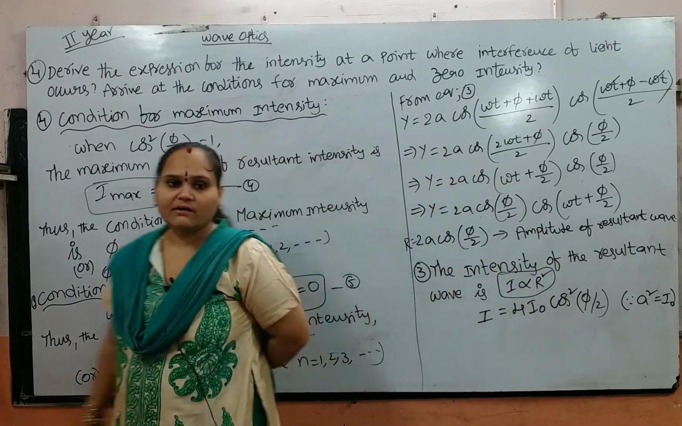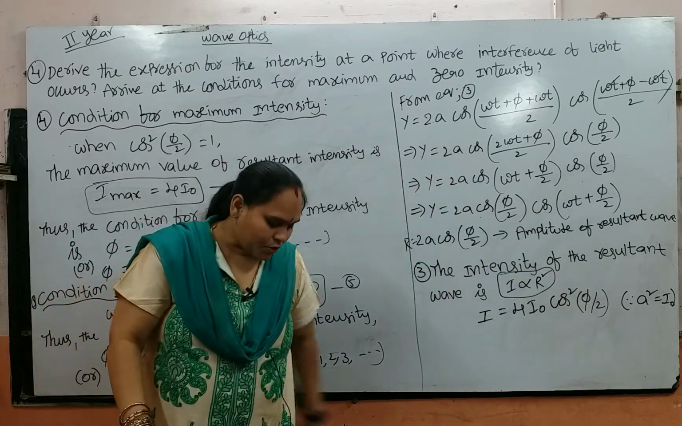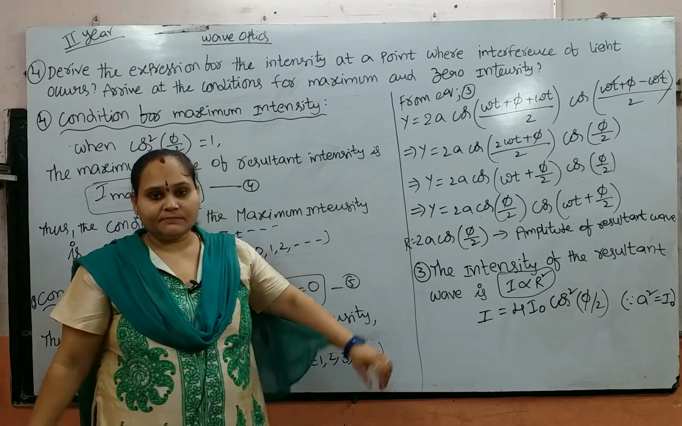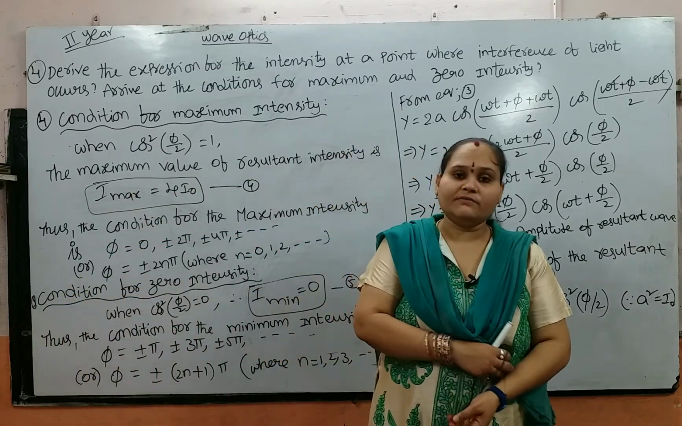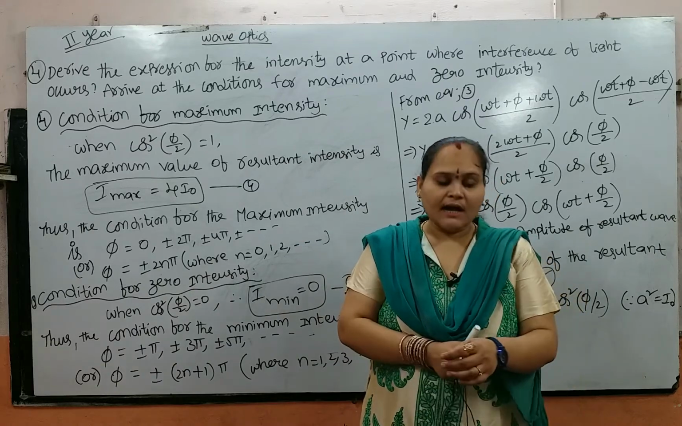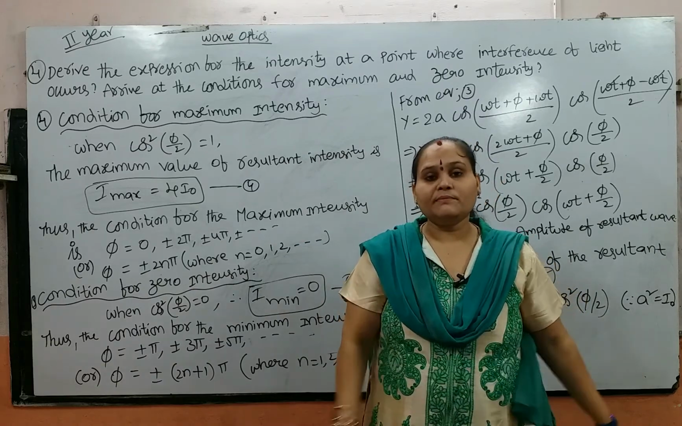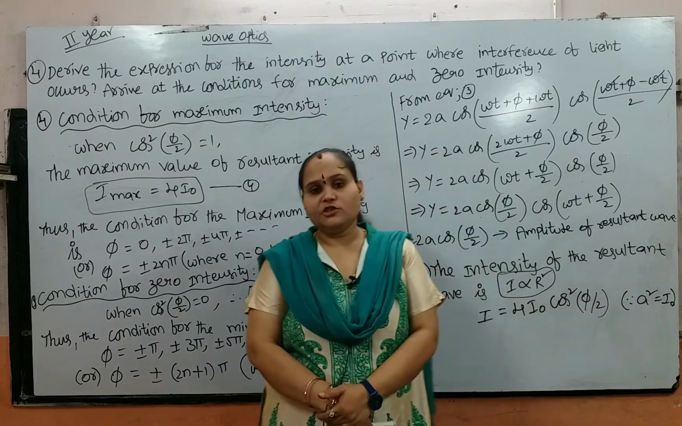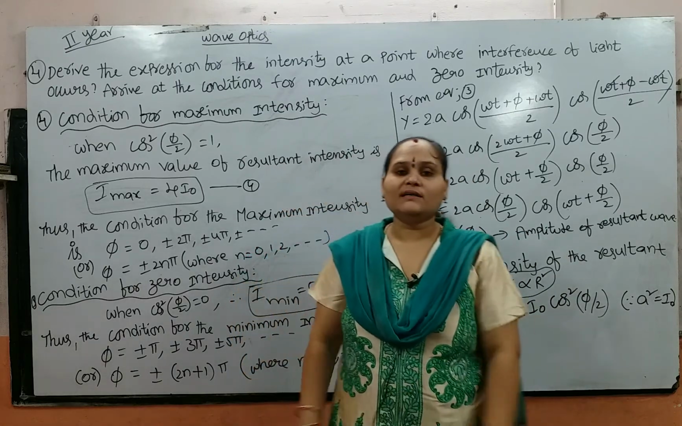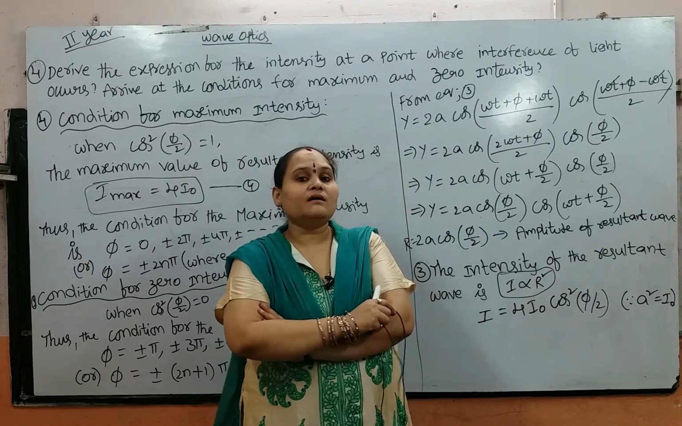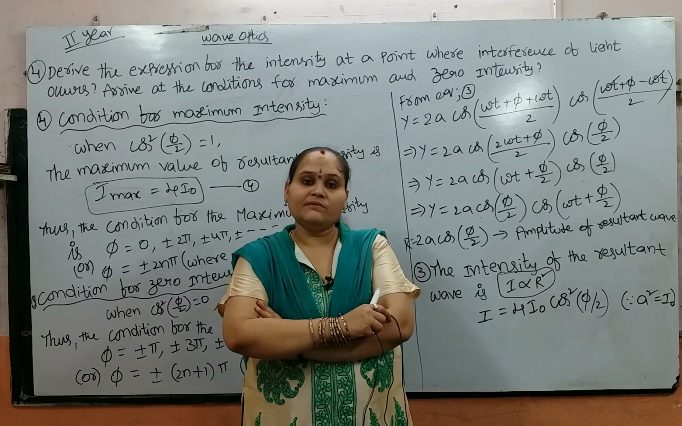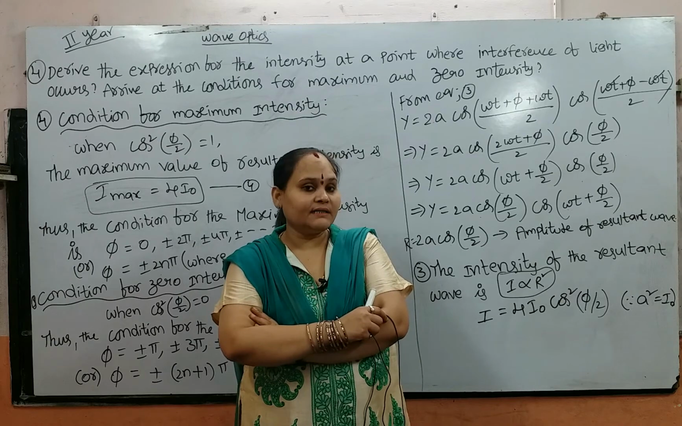So this is a 4 marks question, a very important one, and I will repeat it once. In this class we will discuss how to derive the expression for the interference of two different sources and find the expressions for the maximum and minimum or zero intensities. For this purpose we are considering two different sources. Two different sources are superimposed on each other. We will get the interference pattern and the resultant wave.